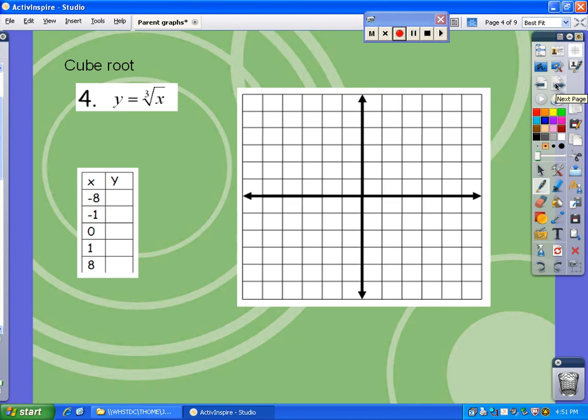And finally, now we have the cube root. So the cube root of -8 is -2. Cube root of -1 is -1. The cube root of 0 is 0. The cube root of 1 is 1. And the cube root of 8 is 2. Alright, we're going to fit this on our graph as best as we can. So (-8, -2), (-1, -1), (0, 0), (1, 1), and (8, 2). Alright, this is like a stretched out curve. Make it as smooth as possible. That's our cube root pattern.